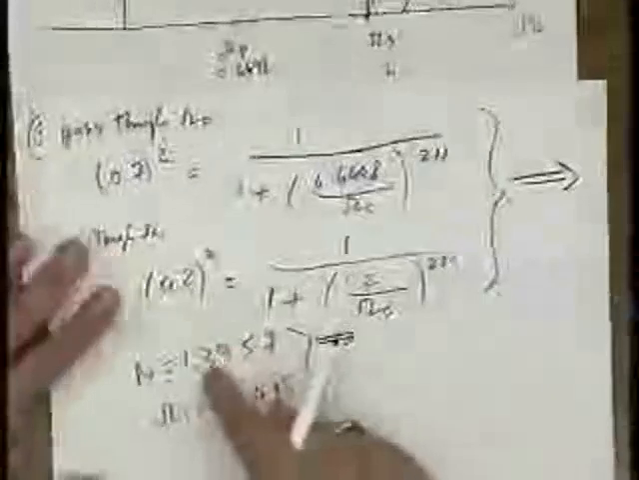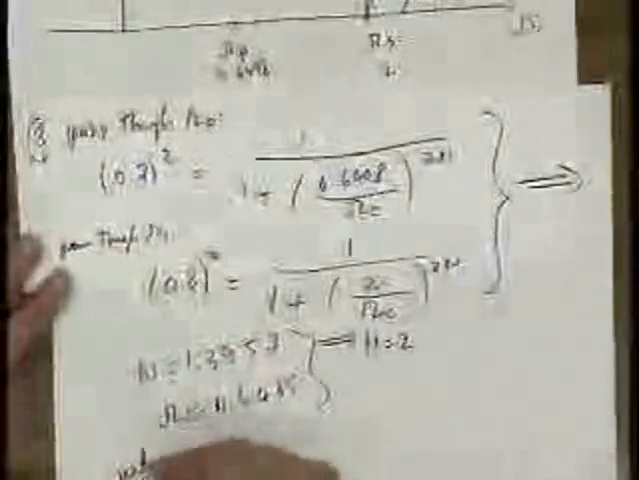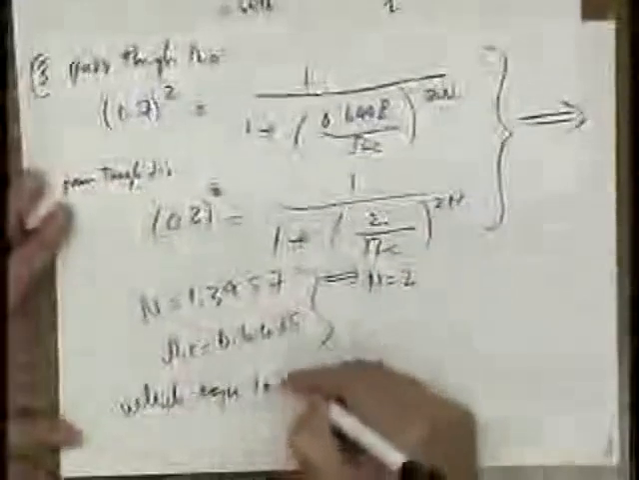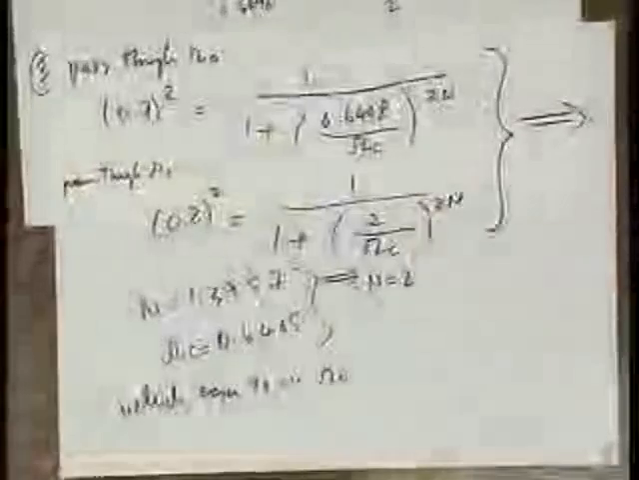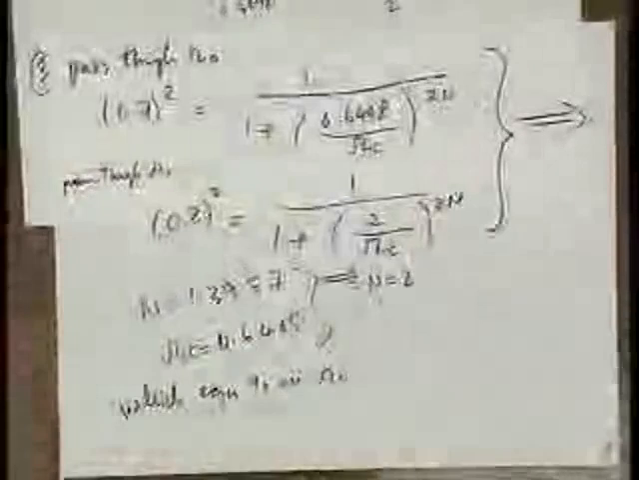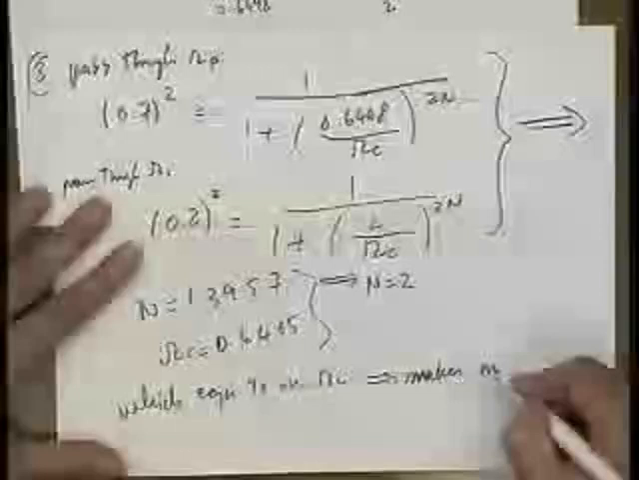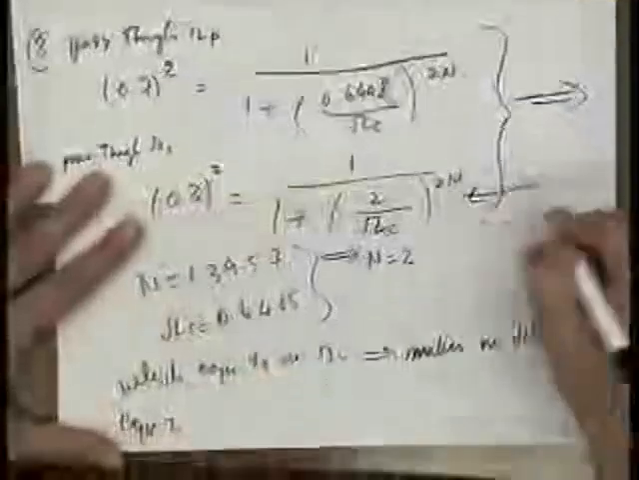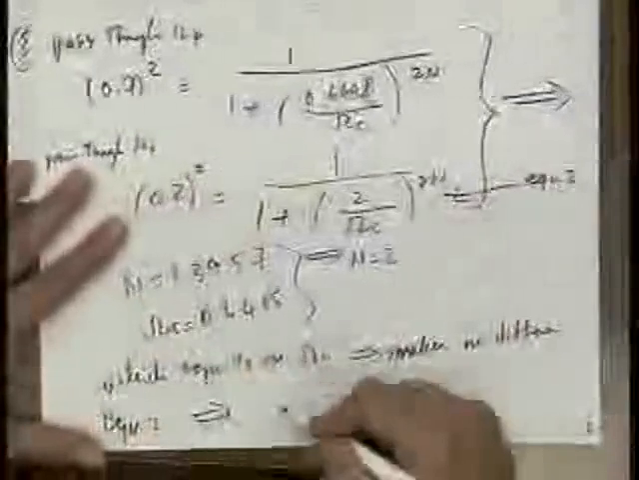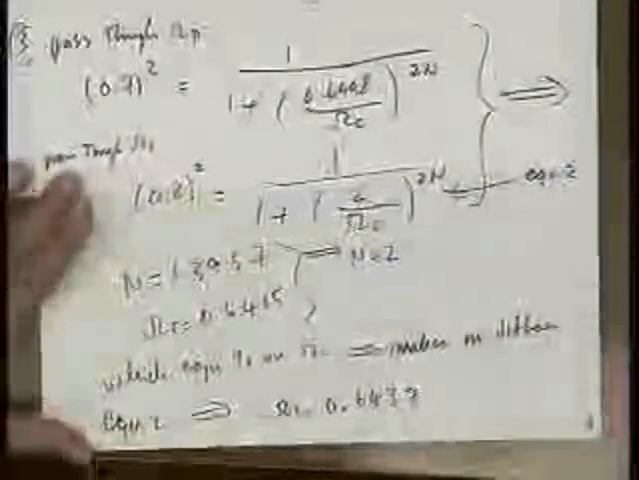So here I can't really make n equals 1. If I do, it won't satisfy the spec. So I pick n equals 2. The question is which equation to use for omega c, equation 1 or equation 2. And the answer is it doesn't make any difference. There's no aliasing to worry about. You just pick either one you like. If I just use equation 2, then I get omega c equal to 0.6437.